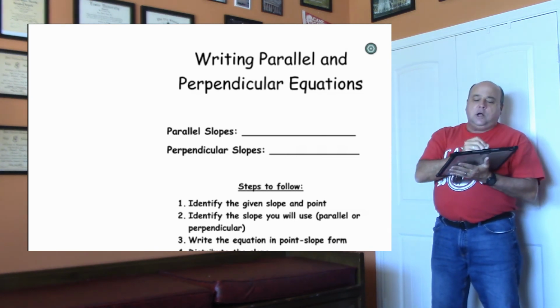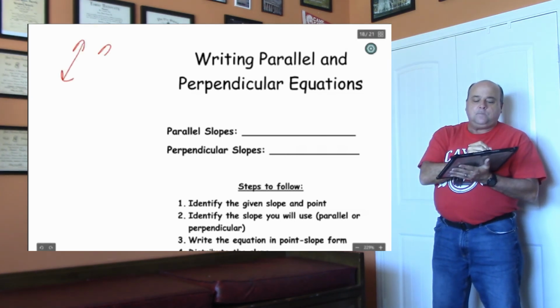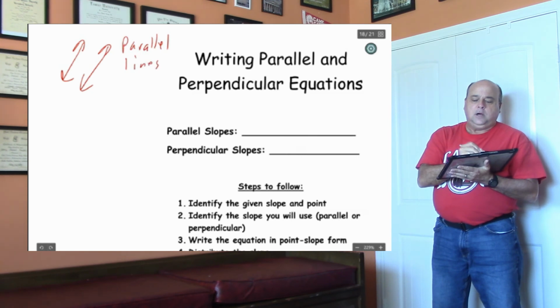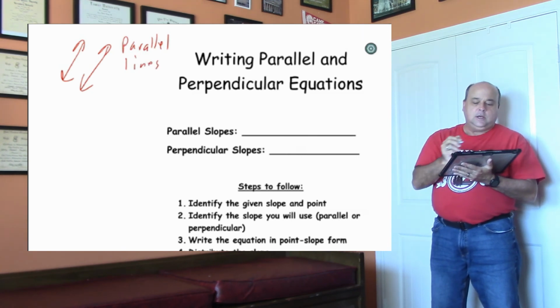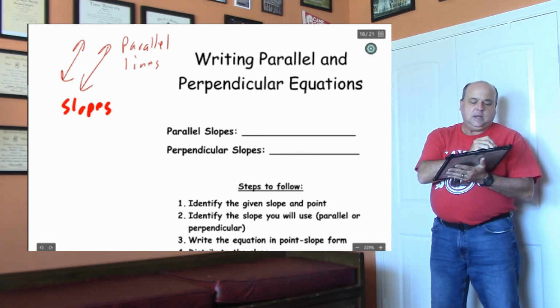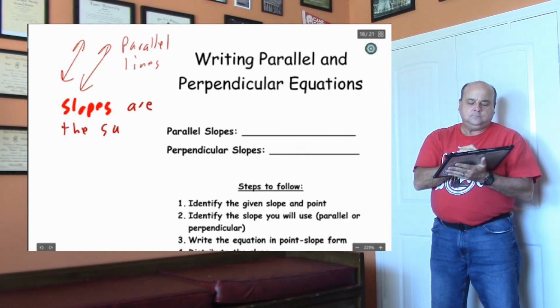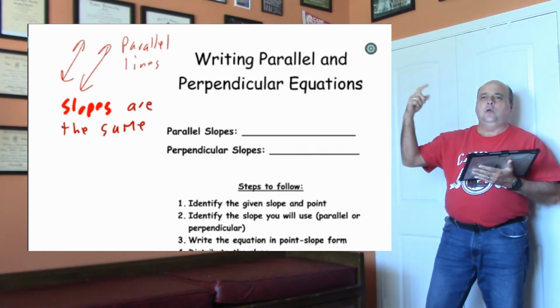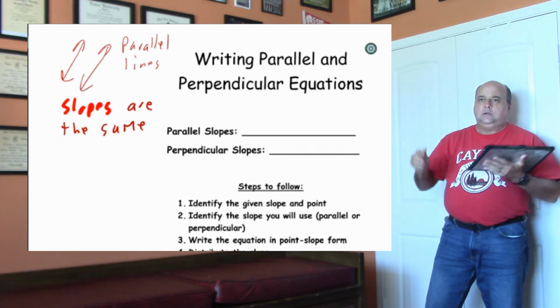Now then, hopefully you know that parallel lines never ever cross, right? Parallel lines will never ever cross, okay? Technically, their slopes are the same. Parallel lines have the same slope, they'll never ever cross. Learn that in 8th grade.